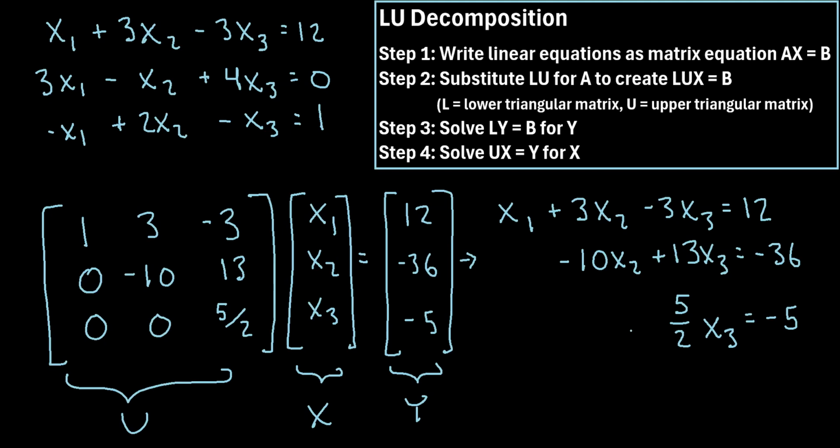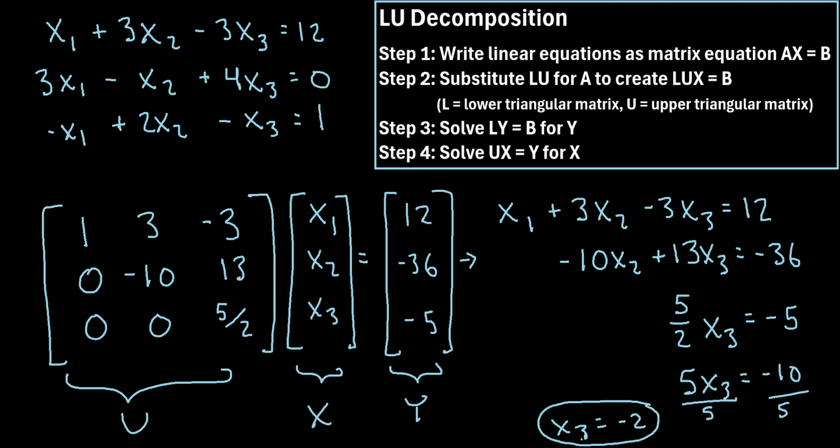Okay, so we have this system of linear equations here, and we're just going to solve for x1, x2, and x3. So let's start with this last equation down here. Let's solve for x3. Notice that we can multiply both sides by 2 to get rid of this 2 in the denominator. So we would be left with 5 times x3 is equal to negative 5 times 2, which is negative 10. To solve for x3, we can divide both sides by 5. We'll find that x3 is equal to negative 10 divided by 5, which is negative 2. So there's our first answer. x3 is equal to negative 2.